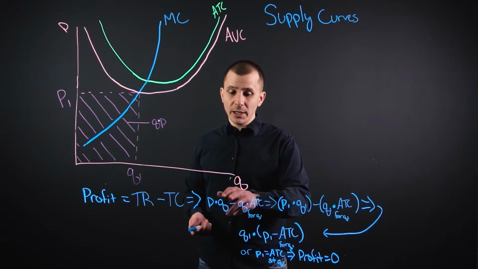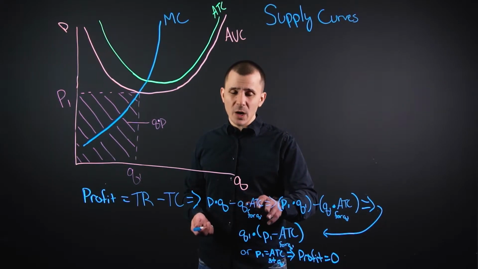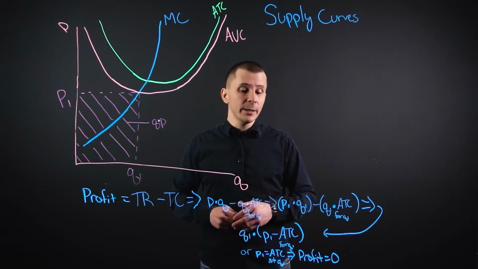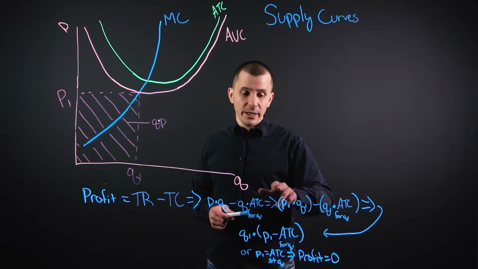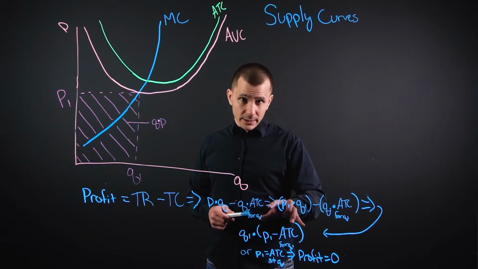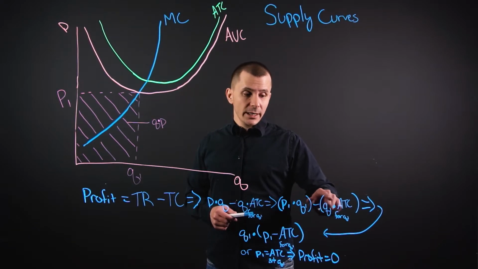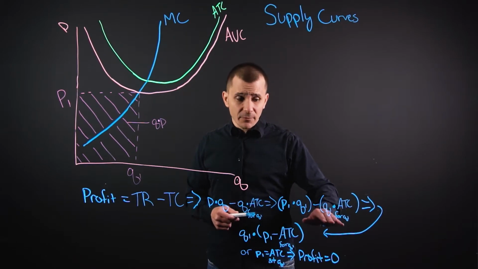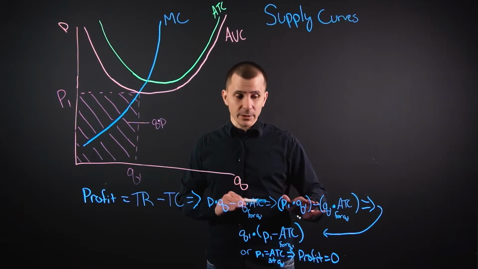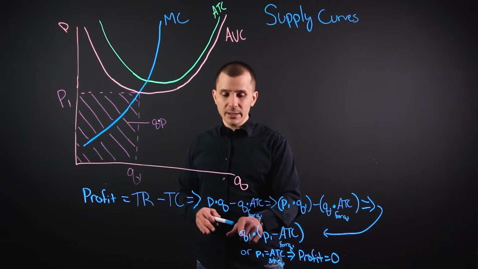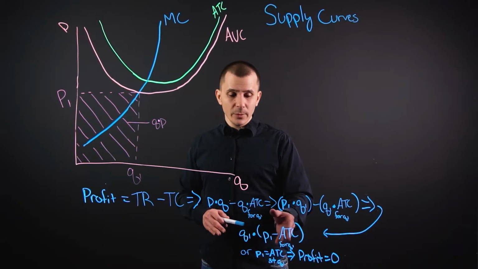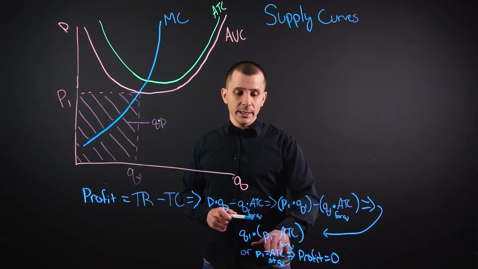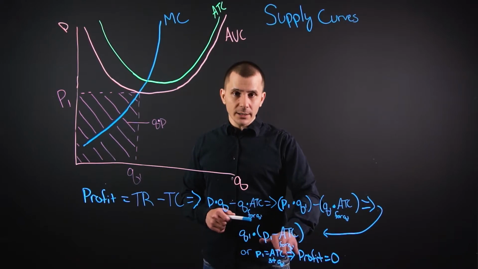So price times quantity minus quantity times average total cost, or average cost, depending on who you're talking to or which equation you're working with. We can transform that to be price times quantity, in parentheses, minus quantity times average total cost, again the average total cost for the quantity, so make sure that's very specific. We can further break that down to be quantity times, in parentheses, price minus average total cost. And if the profit equals 0, the price equals the average total cost.